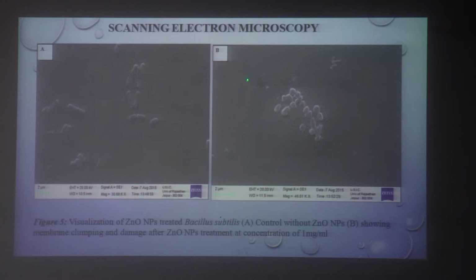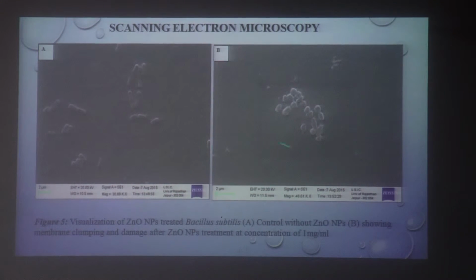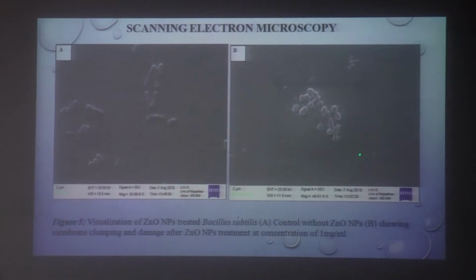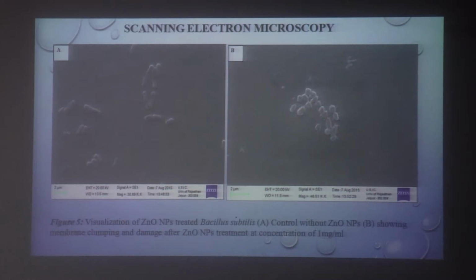This is the cell image. In the control, we can clearly see a good amount of bacteria, but when they are treated with ZnO nanoparticles, the shape and the size of the bacteria are changed. They are clumped, their membrane is damaged, and they are round in shape as compared to the control one.